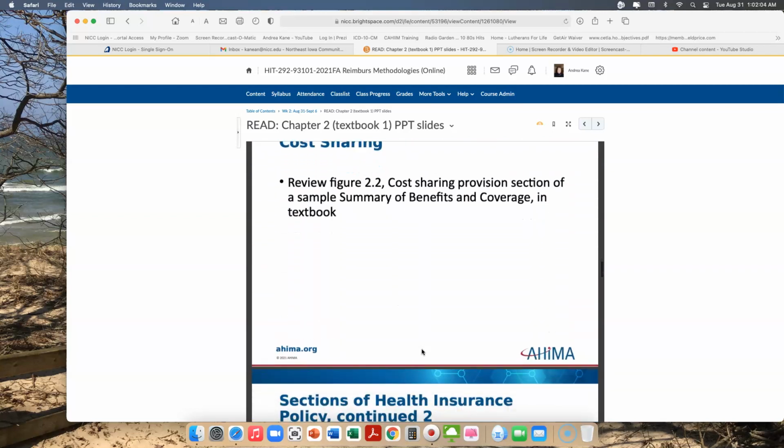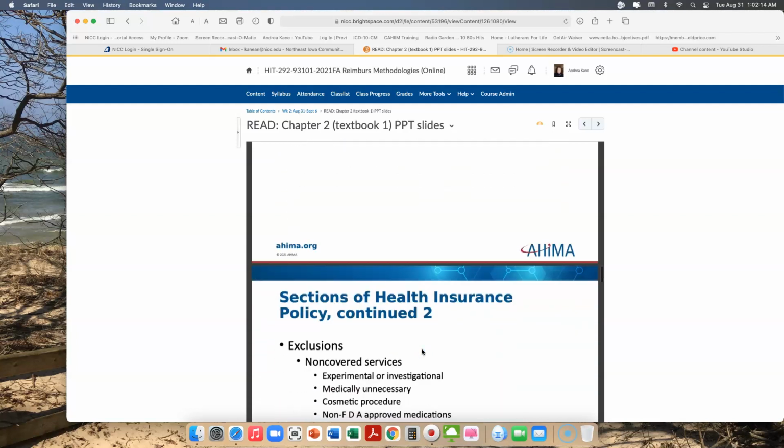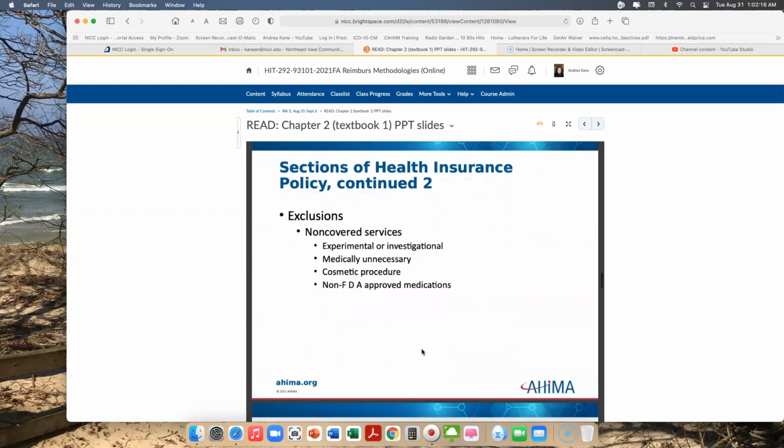All right, moving on. Now they mentioned figure 2.2 about how you calculate cost sharing or co-insurance. And it shows you at the bottom an example for that, bottom of page 23. They also have to tell you exclusions, anything that's non-covered. And typically those are going to be experimental or investigational procedures or services, things that they deem medically unnecessary, cosmetic procedures, and non-FDA approved medications.